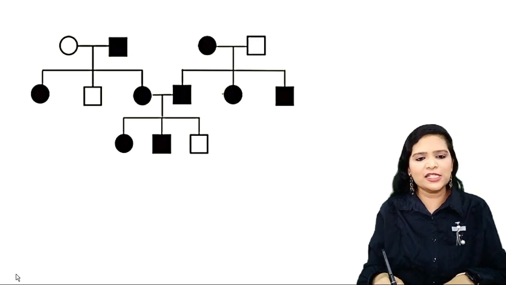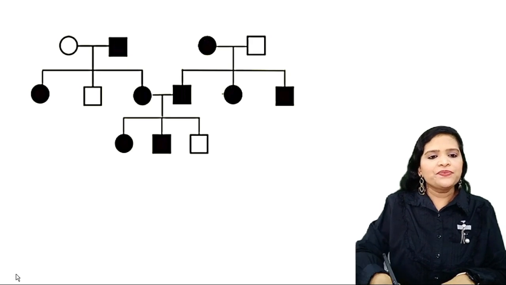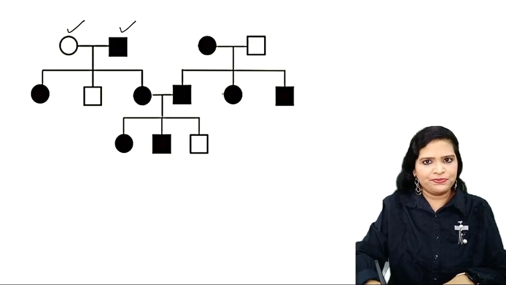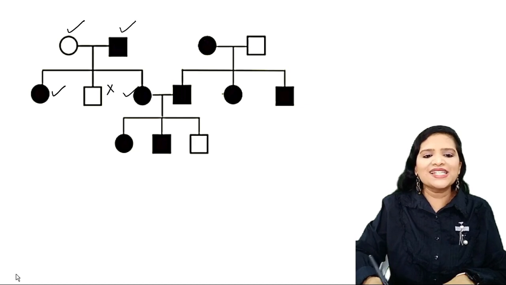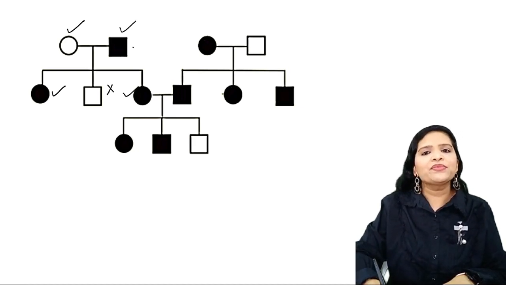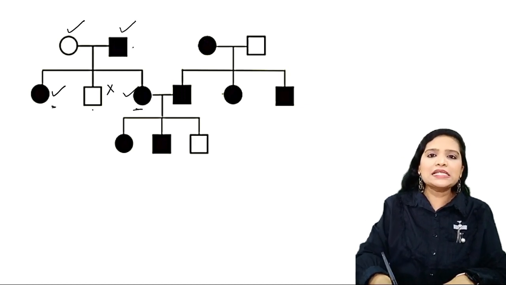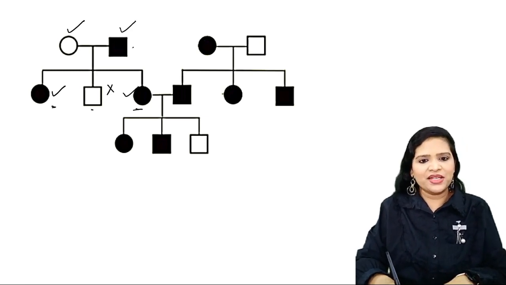Look at this pedigree. What are you able to interpret here? The mother is unaffected and the father is affected. From the father, the defective gene is passed to both the daughters, not to the son. So the affected father passes the gene to the daughters only, not to the son. What type of inheritance is this? This is X-linked dominant.